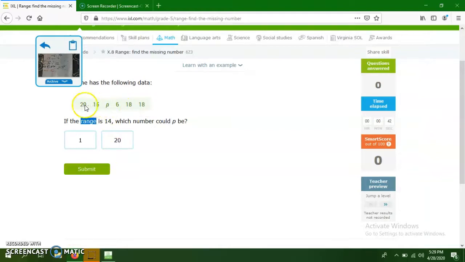So right now my greatest number, remember these are not in order, so I've got to look. If I want my range to be 14, now my greatest number is 20. And then my smallest number would be 1 if I included that in the blank. So 20 minus 1 would be 19, so that's not going to work. For the next one, if I did 20, the greatest number, minus, if this 20 was in my data, it wouldn't actually be used in my range. 6 would be the smallest number. So 20 minus 6 does give me 14.